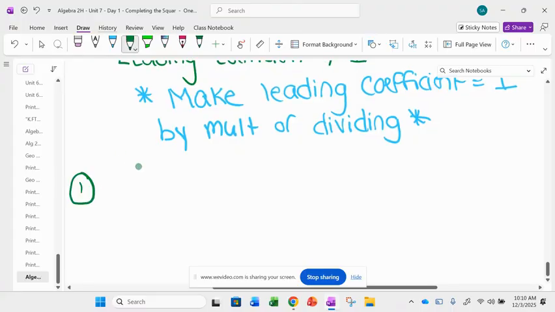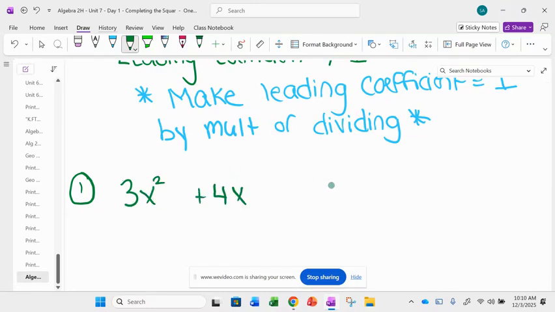So again, we're solving by completing the square. I have 3x squared plus 4x is equal to 7. I cannot complete the square if the leading coefficient is not 1. So I need to make that leading coefficient 1. So we're still going to go through the same steps. I'm going to move whatever constant to the other side. Has that already been done for us? Yes. Now I'm going to realize I can't complete the square because my leading coefficient is not 1. So I have to ask myself, through multiplication or division, what can I do to make this equal 1?